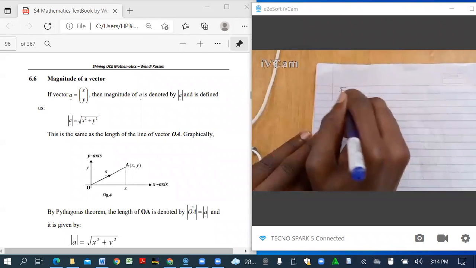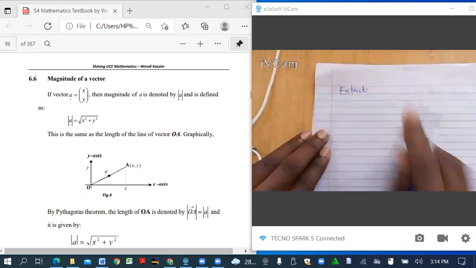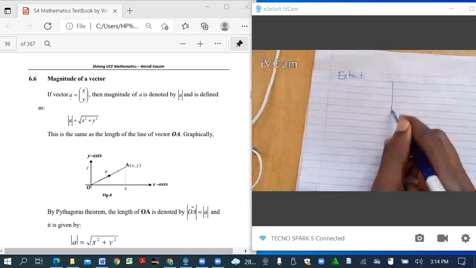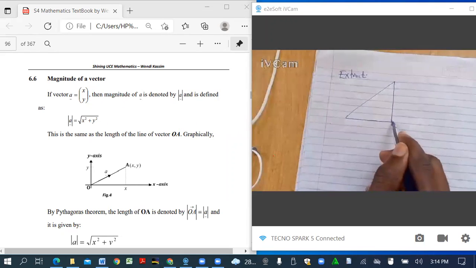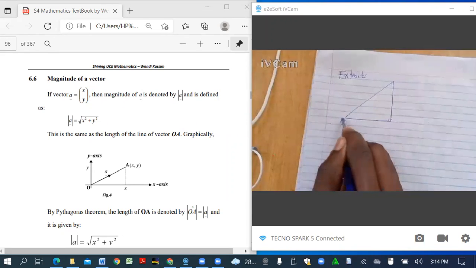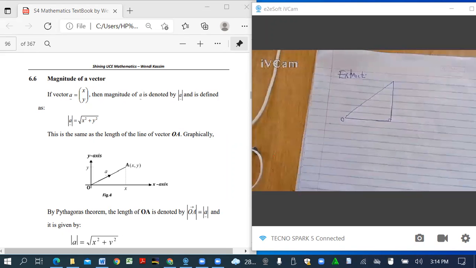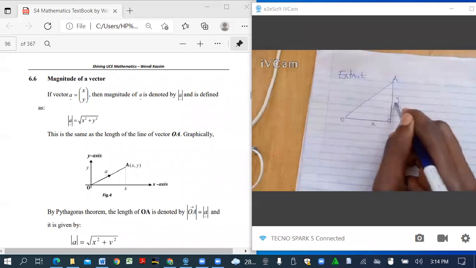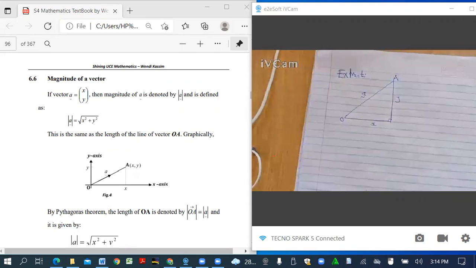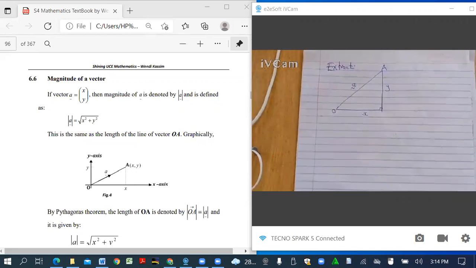So this is our extract, it looks something like this. This was our point O, this was our point A. The distance from here was X, then here is Y, then here is A.